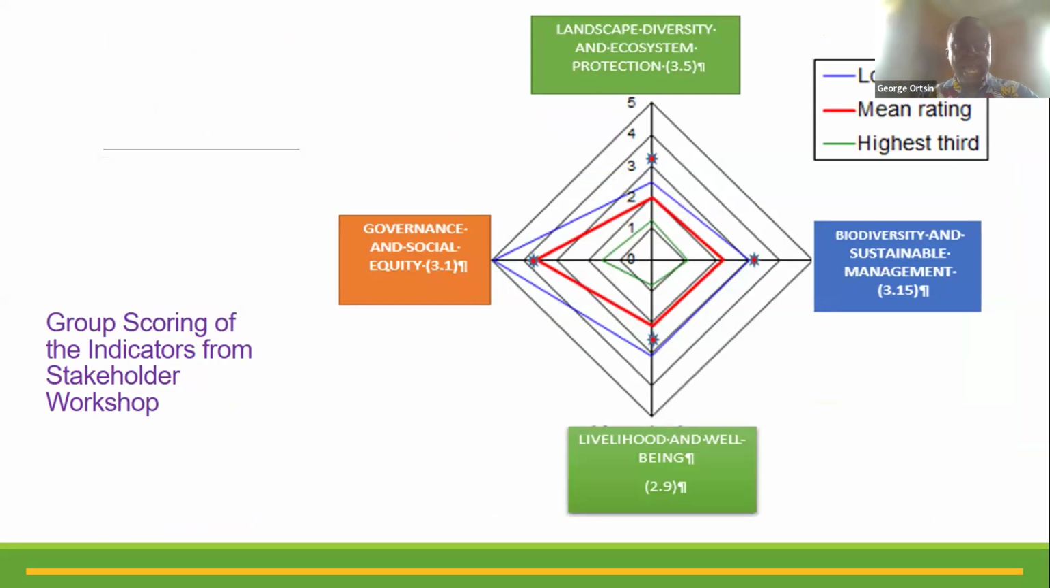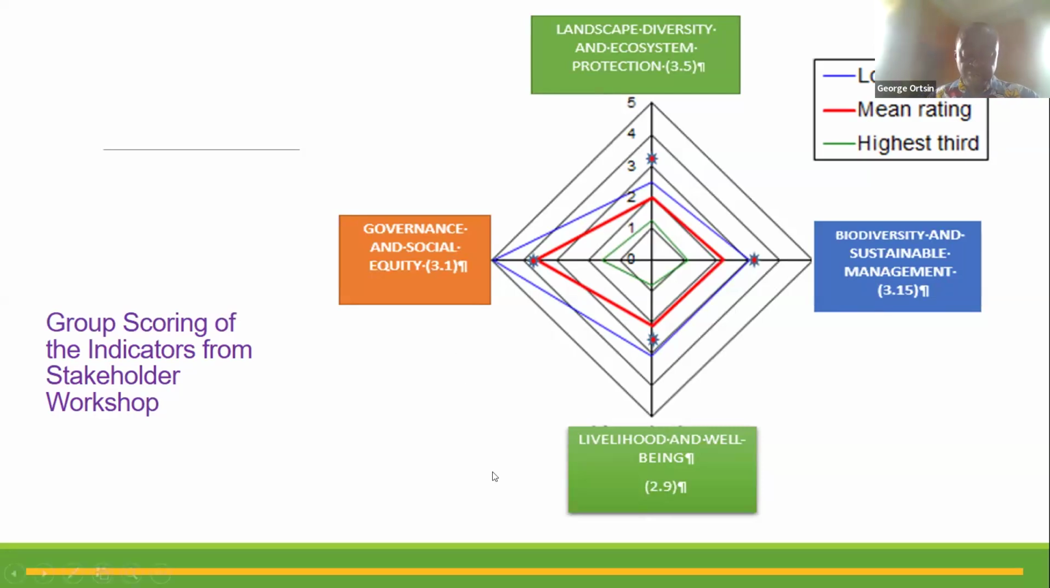After going through the entire period of discussion, the landscape diversity was scored 3.5, which means that it is not very high and it's also not very low. It is medium. So something needs to be done to make it high because there should be a high diversity. If you take biodiversity and sustainable management, aggregating, we got 3.15, which also means that it's not too high, it's not too low. So there is a need for intervention.